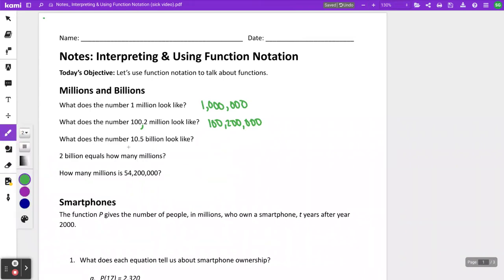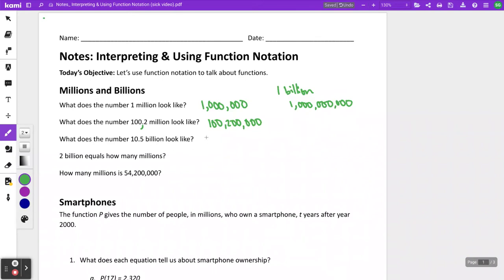That's going to be similar for down here when we start talking about billions. 10.5 billion. Well, first 1 billion. 1 billion is going to be the number 1, followed by not 6, but 9 zeros. So 1, 2, 3, 4, 5, 6, 7, 8, 9 zeros. So that's 1 billion. Knowing that's going to be important for 10.5 billion.